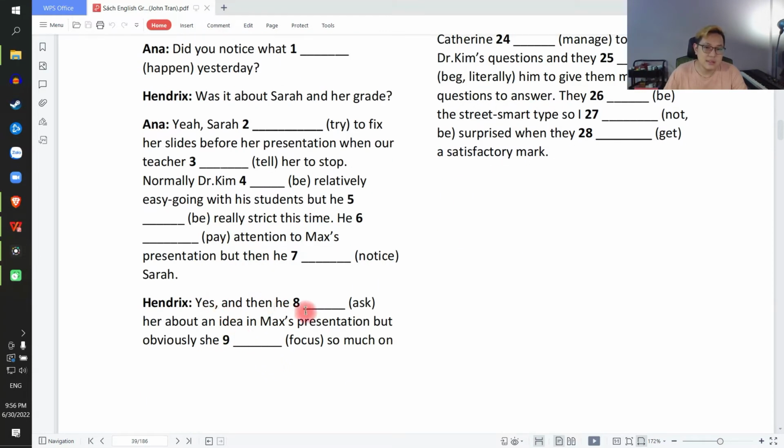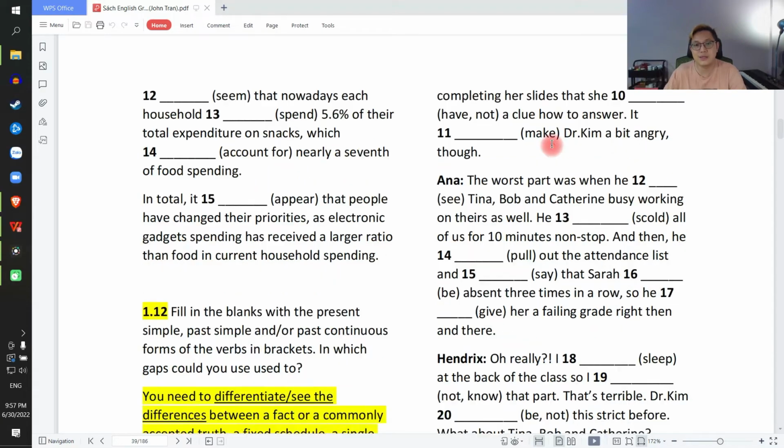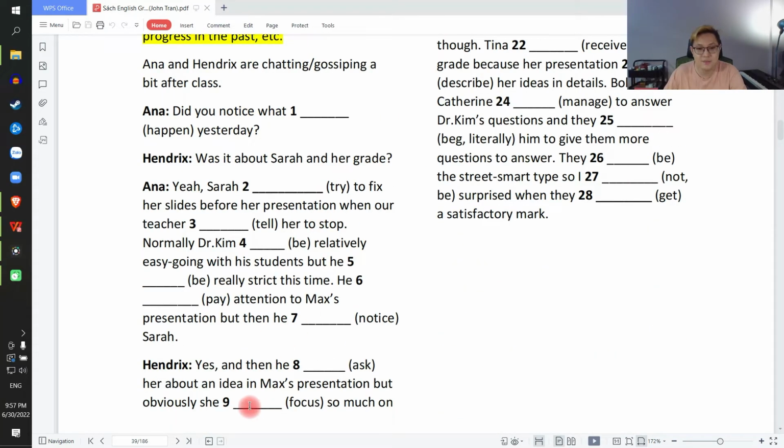Number 8. Yes, and then he asked her about an idea in Max's presentation. But obviously, she was focusing so much on completing her slide that she didn't have a clue how to answer. So the background situation here, the context here is she was trying to focus on her slide. So number 9 is was focusing, past continuous.